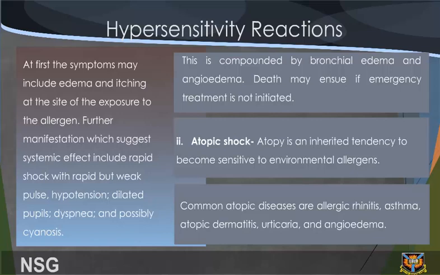2. Atopy. Atopy is an inherited tendency to become sensitive to environmental allergens. Common atopic diseases are allergic rhinitis, asthma, atopic dermatitis, urticaria, and angioedema.